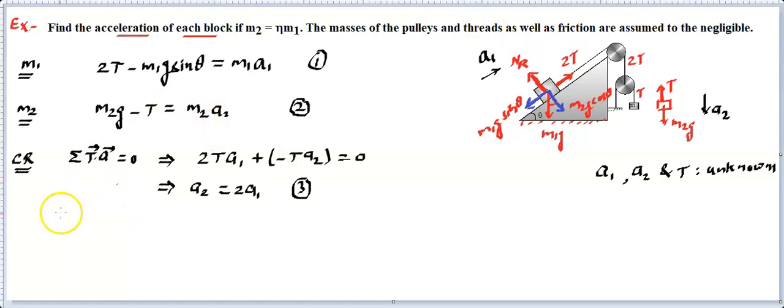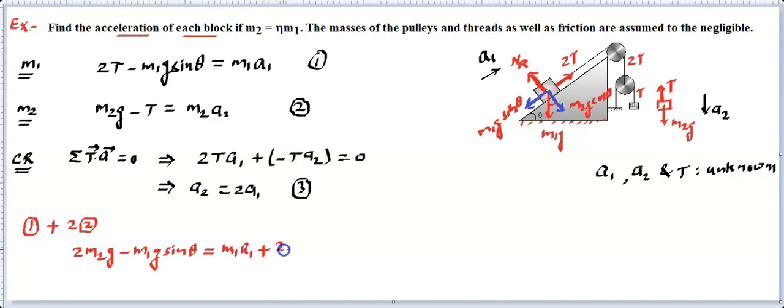What you need to do is use equation 1, add with 2 times multiplication of equation 2. So multiply this 2 by 2, then add it up, right? So this 2T will get cancelled out, and you are going to get something like this. Let me write that. It's going to be twice m2g, I have multiplied it by 2, so this 2T is getting cancelled out, minus m1g sine theta is equal to, since you have multiplied it by 2, m1a1 plus 2 times m2a2.